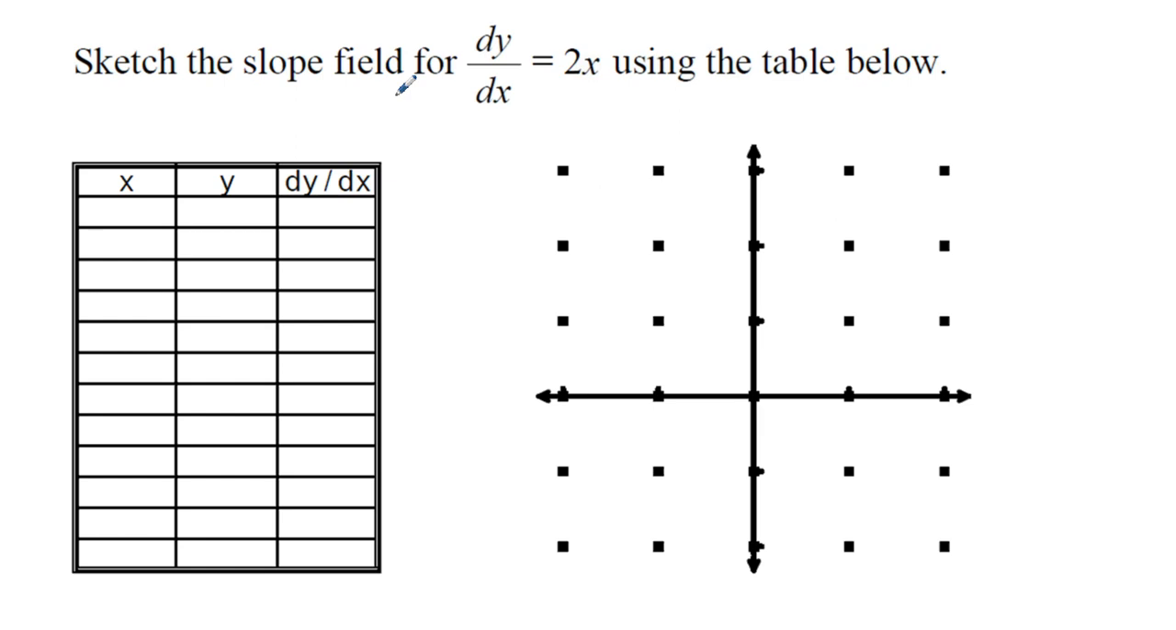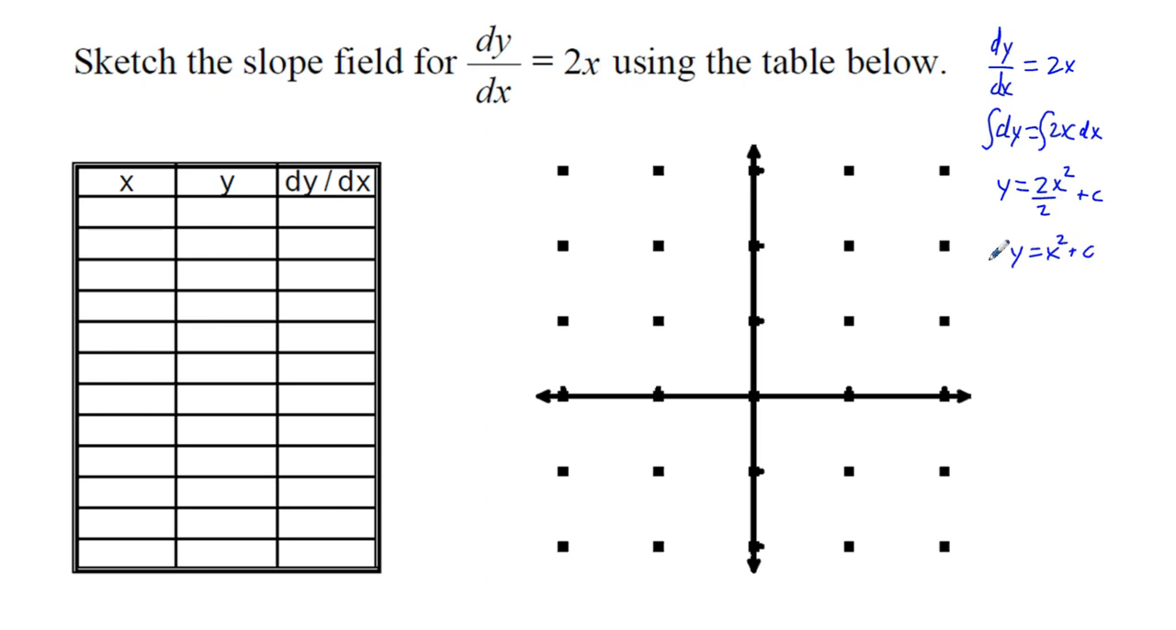function. Sketch the slope field for dy/dx equals 2x using the table below. First I'm going to demonstrate like we've done earlier. We find a general solution. If we set dy/dx equal to 2x and multiply by dx, we get dy equals 2x dx. If we take the integral of both sides, we get y equals 2x squared over 2 plus C, which simplifies to y equals x squared plus C.